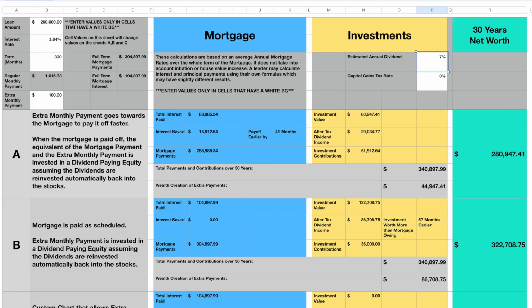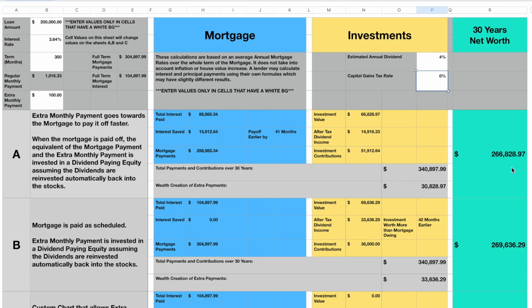Now, of course, everybody's going to say, well, 7% return is impossible. So let's just change this to 4%. Maybe that's more realistic for someone. Of course, the 4% in the investment is greater than the mortgage rate at 3.64%. And when we put our money towards things that pay a bigger percentage, they make more money. That's just simple math. You can't argue with that.